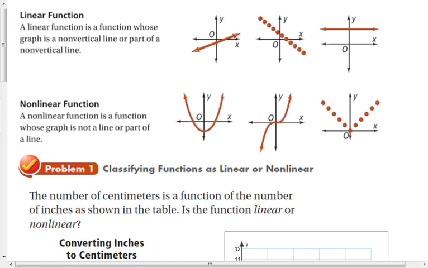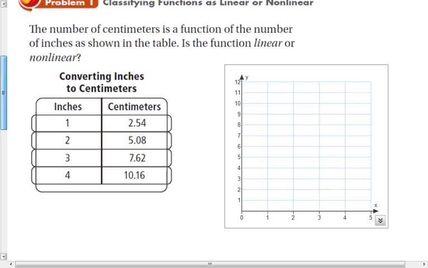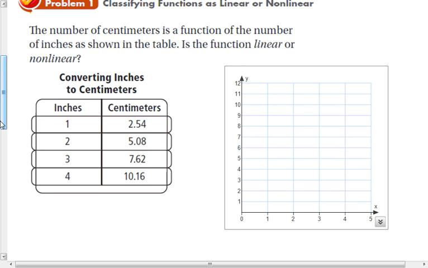All right, a linear function is a function whose graph is a non-vertical line or part of a non-vertical line. So here's three examples of linear functions. A nonlinear function is a function whose graph is not a line or part of a line. So it doesn't go straight. So here's three examples of nonlinear functions. All right, we're going to take a look at some of those and see if we can't start to recognize when a situation is nonlinear.